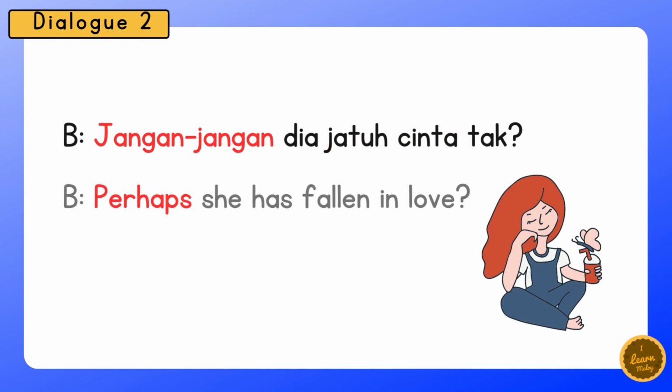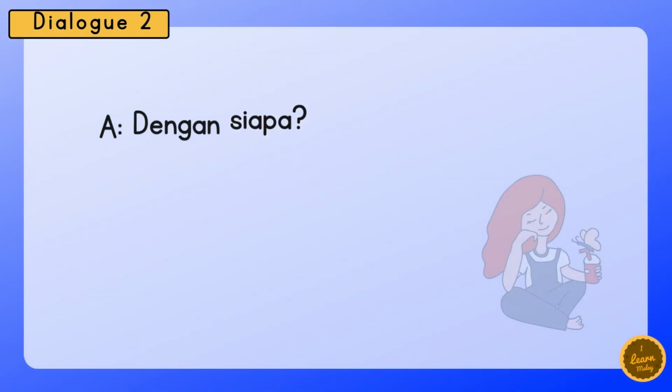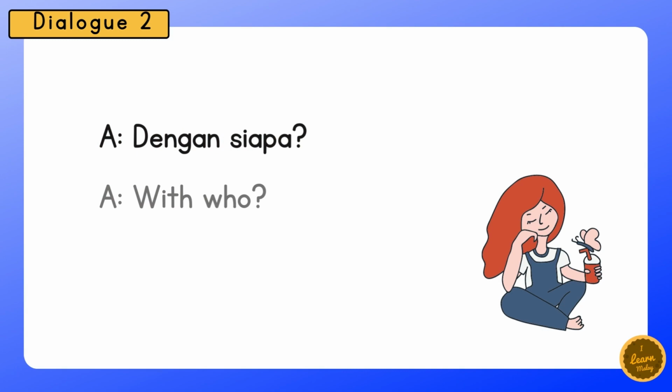Jangan-jangan dia jatuh cinta tak? Perhaps she has fallen in love? Jangan-jangan means perhaps, dia means she, jatuh to fall down, cinta to love, jatuh cinta to fall in love, tak is just a question mark word. Dengan siapa? With who? Dengan means with, siapa, who.